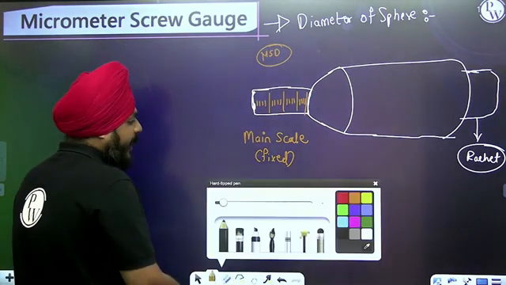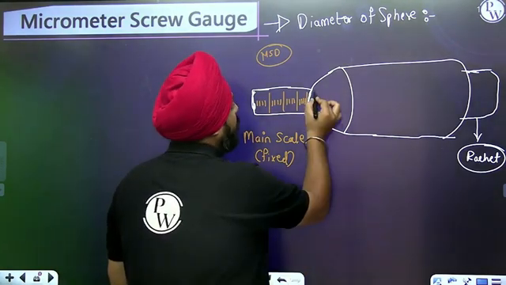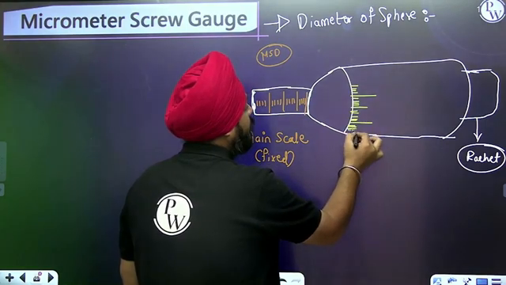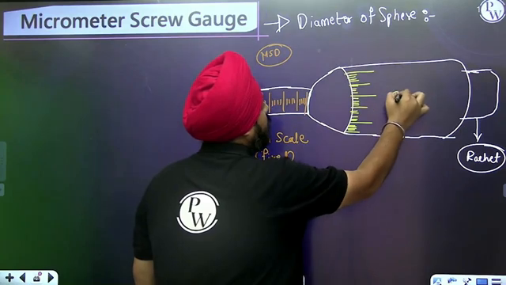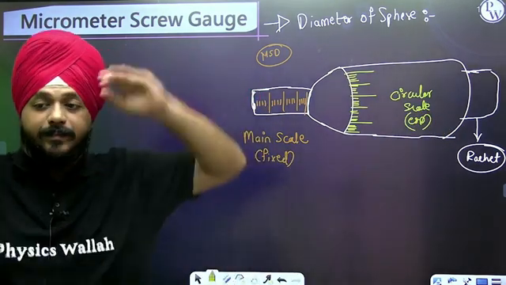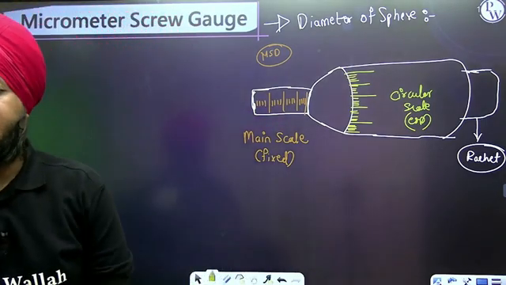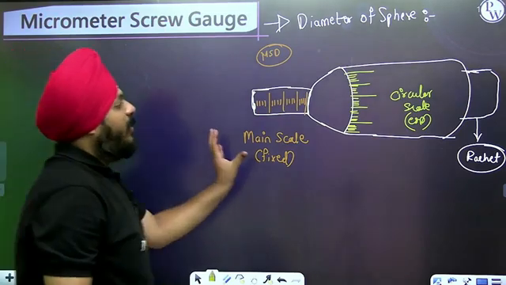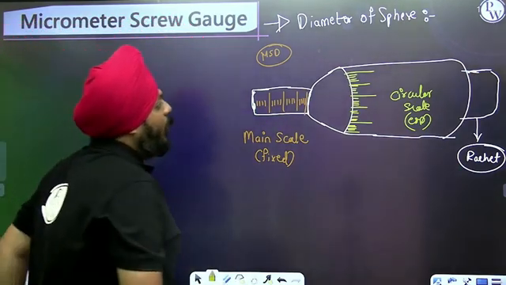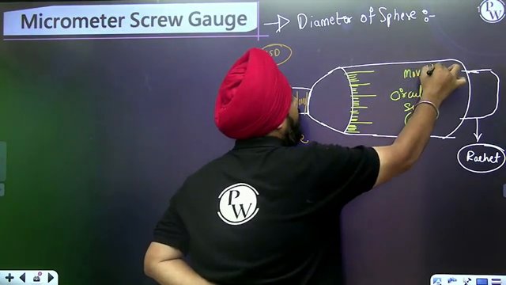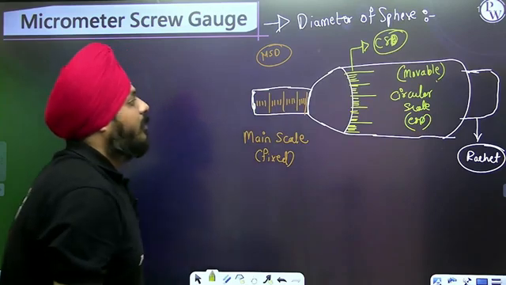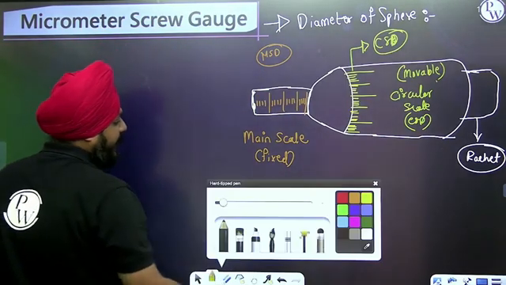It is fixed. The second scale we are talking about is the circular scale. The main scale, the circular scale. The circular scale is the movable scale, and the divisions on the circular scale are known as circular scale divisions. CSD, MSD.